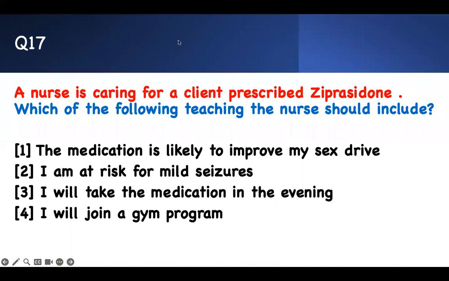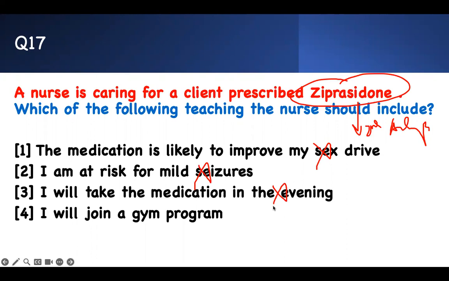Number 17. What do you think? Which of the following teaching should the nurse include? A nurse is caring for a client prescribed ziprasidone. Do you recognize this? Second generation antipsychotic. A few things about them. The medication is likely to improve my sex drive? Negative, it goes down. I am at risk for mild seizures? It does not cause seizures. I will take the medication in the evening? It causes insomnia, so that's not it.